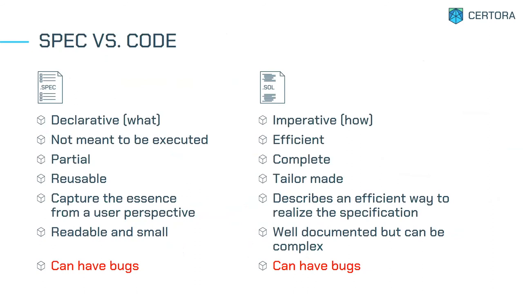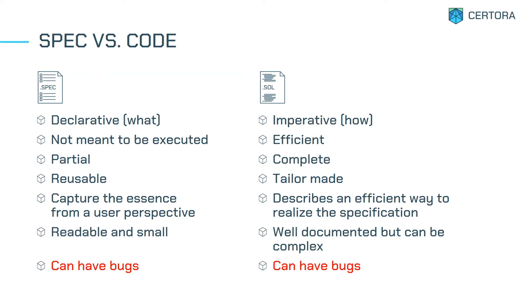So, the specs versus the code, just a few basic things: the spec is usually declarative and the code is imperative. It's actually executing things. Although there are, of course, declarative languages, languages like Solidity or Rust are imperative, and CVL is meant to be very declarative. The code is complete. It actually describes how everything is executed. The spec is partial. It just describes some of these common security properties. And in particular, it is reusable.